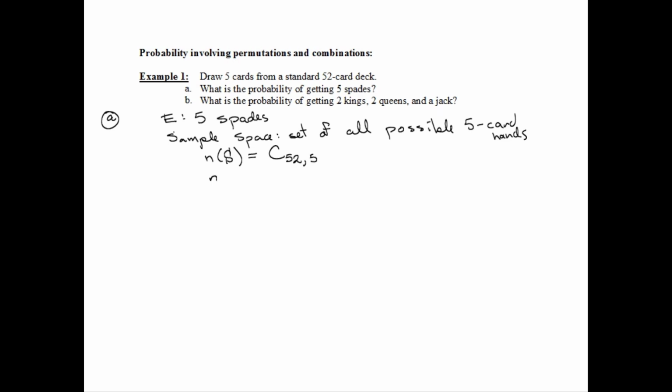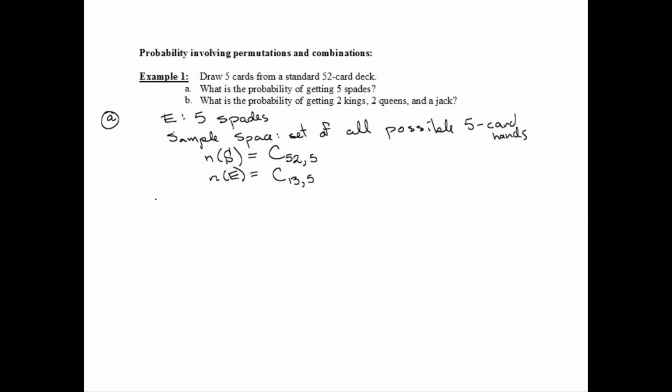Now, how many are in our event? This is going to be the set of all cards that have 5 spades. How many ways are there to get 5 spades? Well, there are 13 spades to choose from. We will choose 5 to put in our hand.